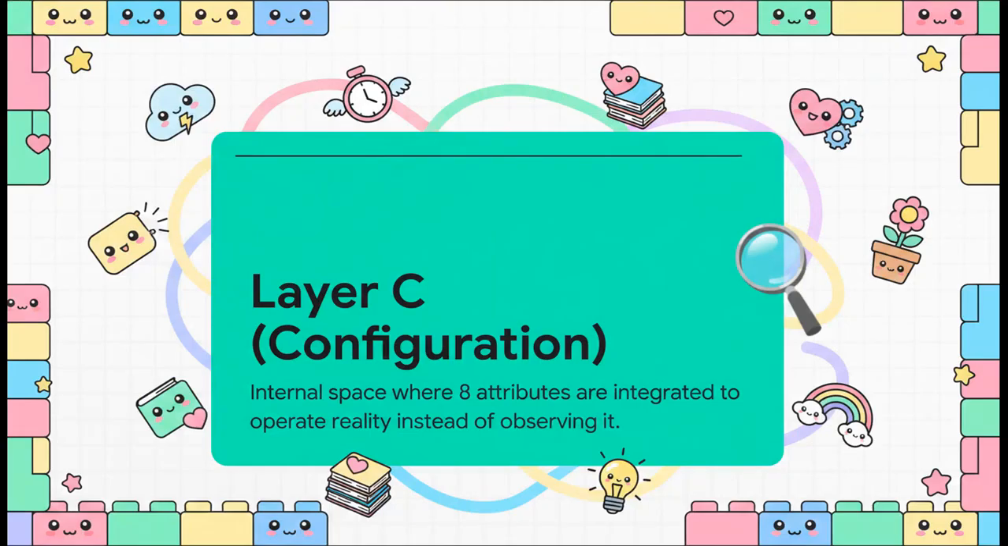Okay, but before we get into the actual procedures, we need to talk about what the text calls Layer C, or the configuration layer. You can think of this as the foundational starting point for the operator. It's the internal configuration space where the 8 attributes of omni-reality are actually integrated. The main idea here is that reality needs to be operated from this exact layer, as a lived experience, rather than just being something you passively observe from the outside.